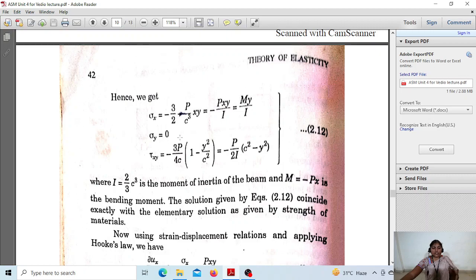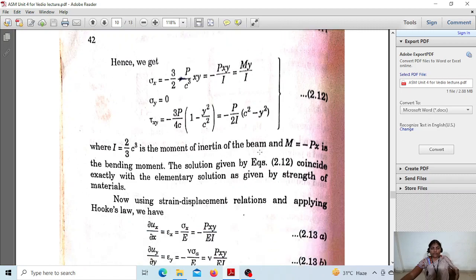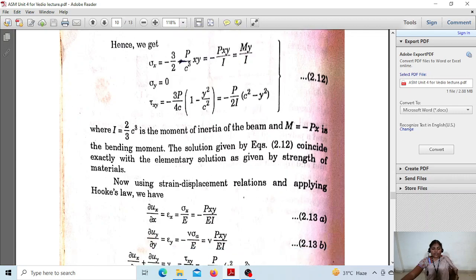Similarly, your sigma y is already 0. Now tau xy is equal to minus 3p by 4c into (1 minus y square by c square), which is equal to minus p by 2I into (c square minus y square). Now these are the equations for sigma x and tau xy. These equations will have general solutions, right? Okay.